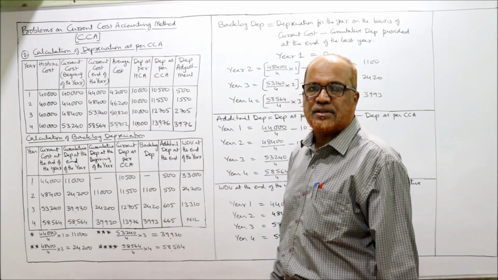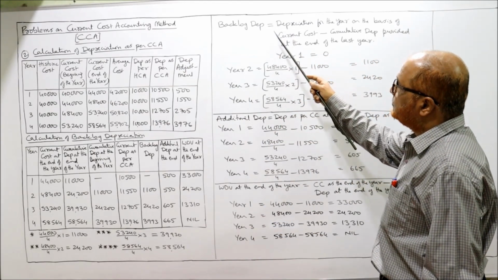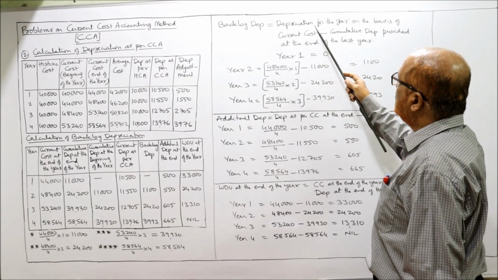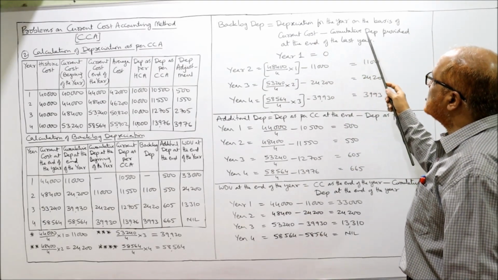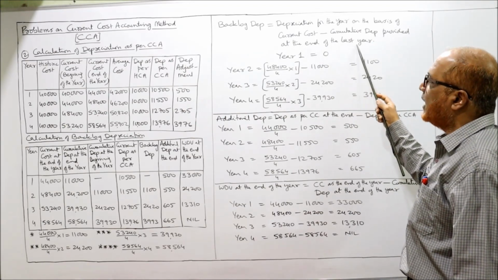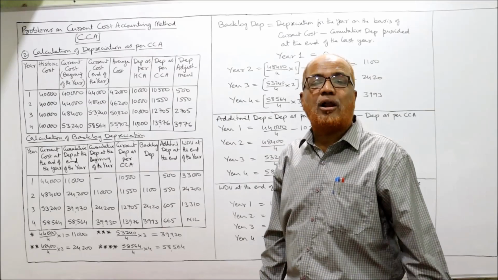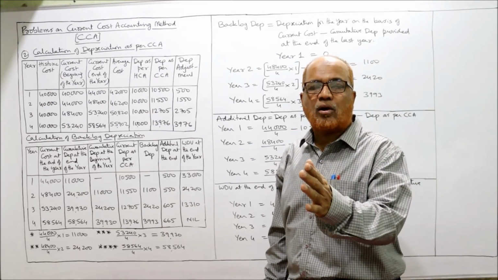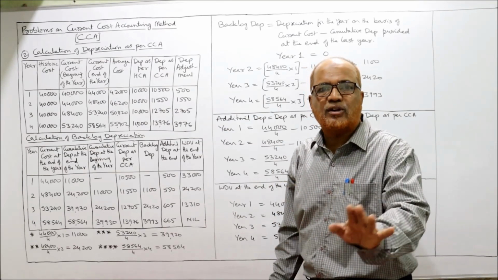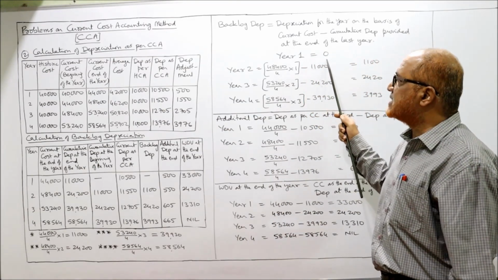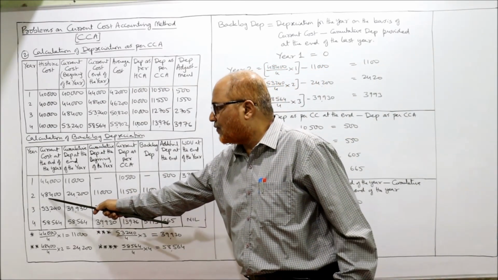Now backlog depreciation. Backlog depreciation here I have calculated. See here, backlog depreciation is equal to depreciation for the year on the basis of current cost minus cumulative depreciation provided at the end of the last year. In the first year there won't be any backlog depreciation. Backlog depreciation always starts from the second year, sorry. First year we don't have any backlog. So first year 0.